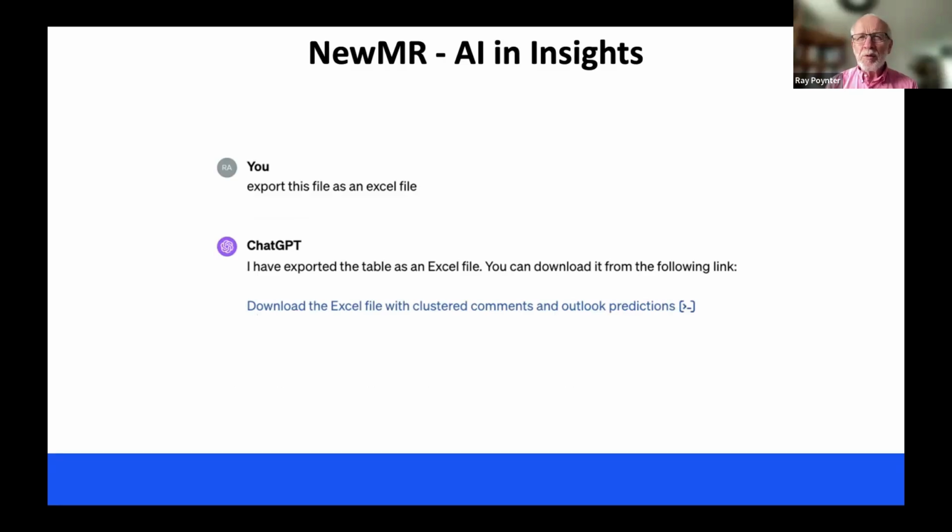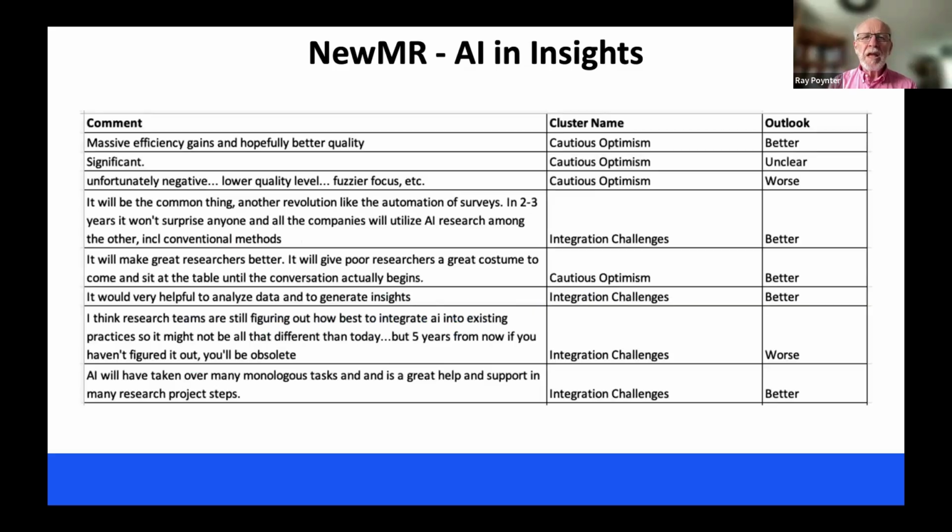We can then export that as an Excel file, because we might want to add that to some tables data we've got. We might be looking at open ends. We can download this and bring it into somewhere else. And this is what that data would look like if we downloaded it and loaded it into Excel or whatever.